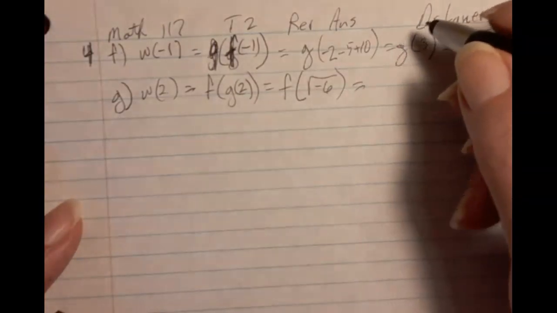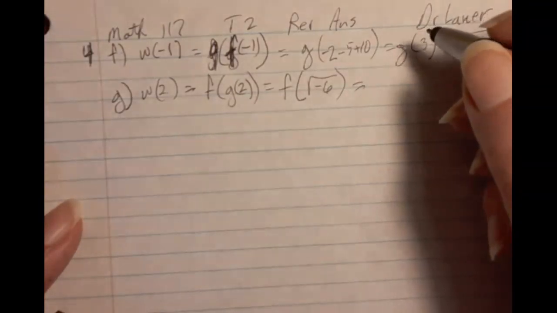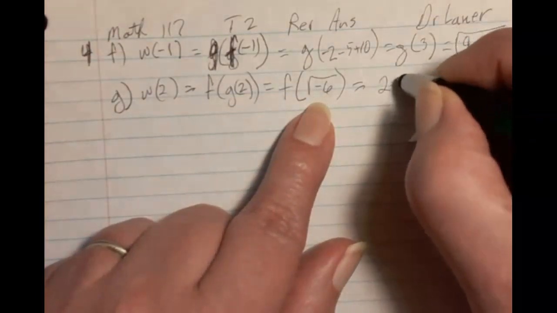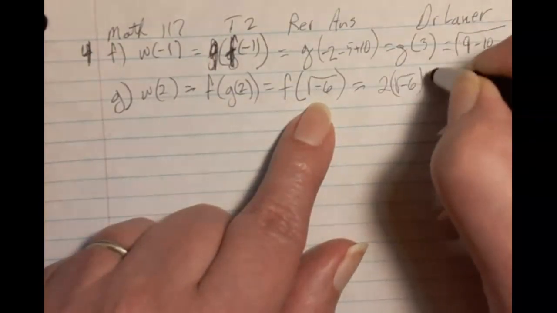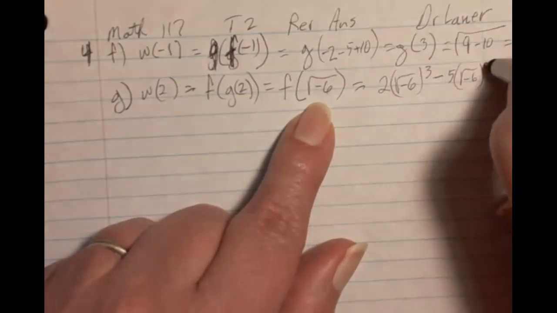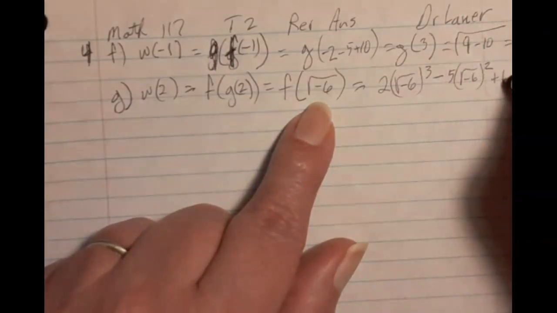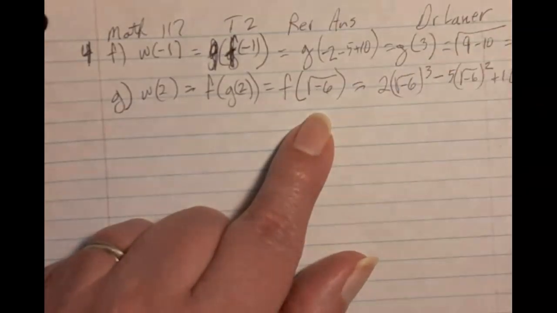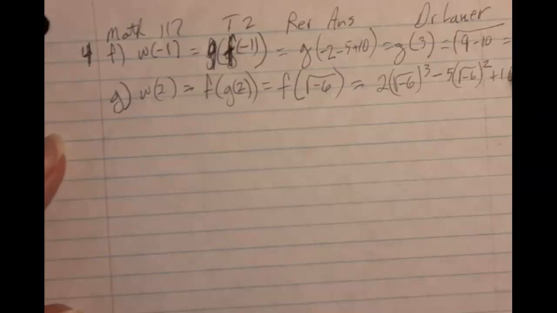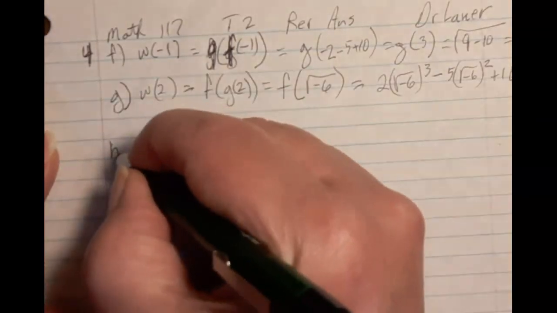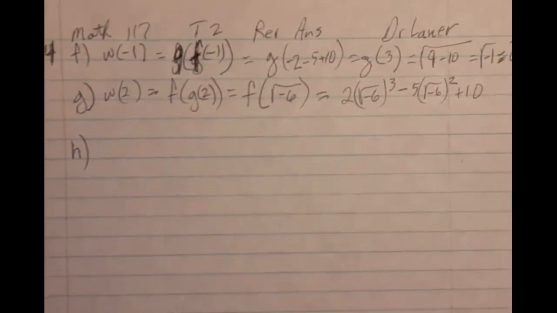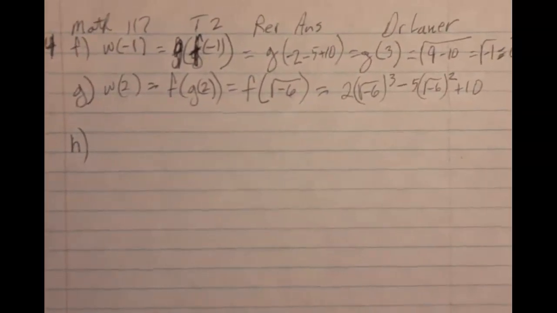So then we have f with the square root of negative 6 put in, which will be 2 times the square root of negative 6 cubed, minus 5 times the square root of negative 6 squared, plus 10. So if you get some weird number, you just keep working with it, and you get full points for something like this. For part H, this is a bonus part, so there'll be 110 points on the test, and you could really consider that anything on the test is bonus.